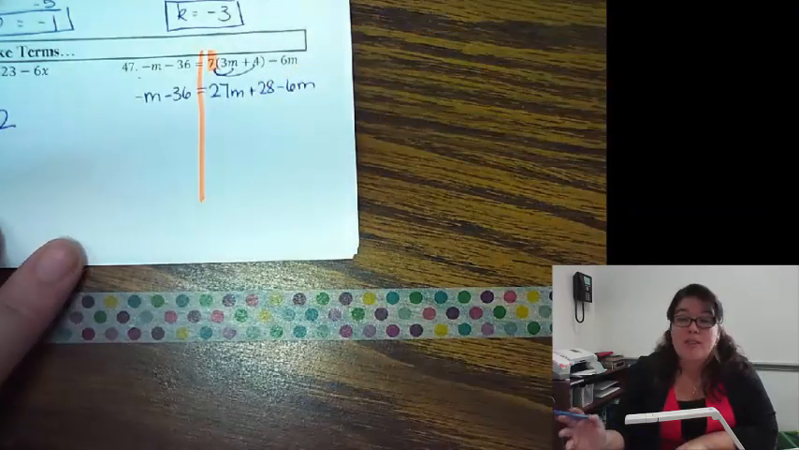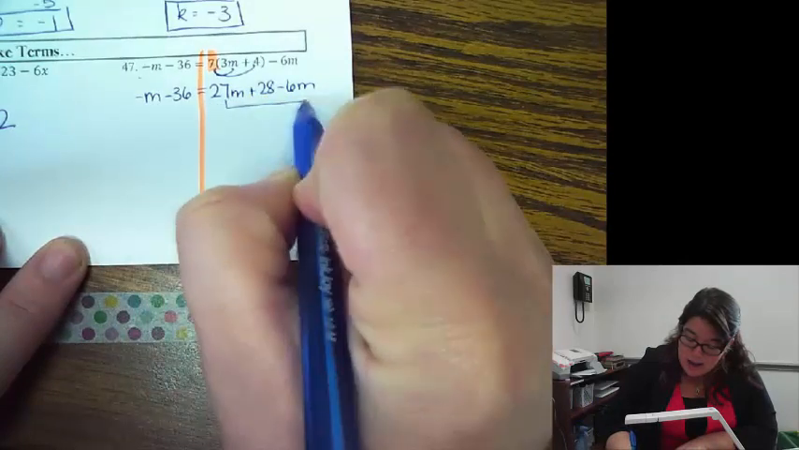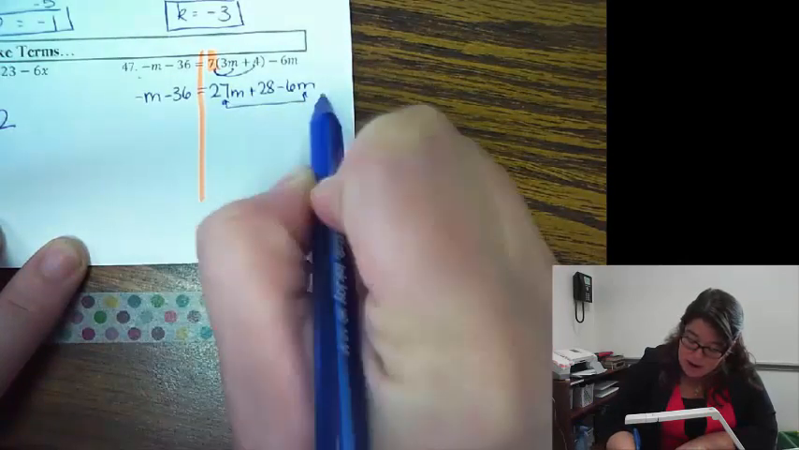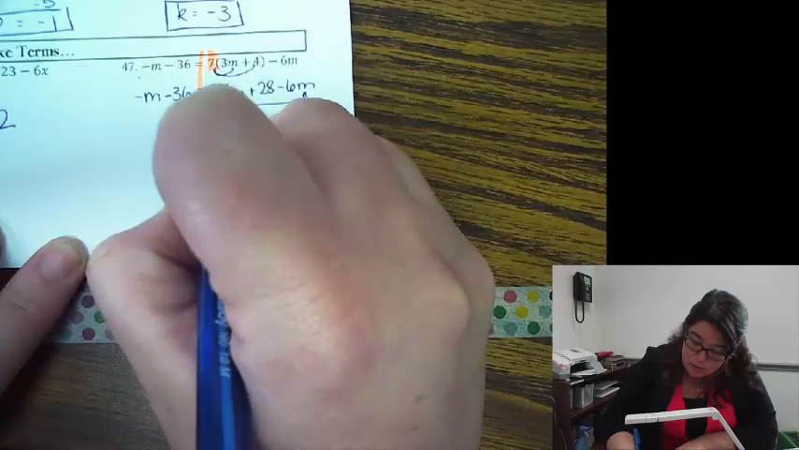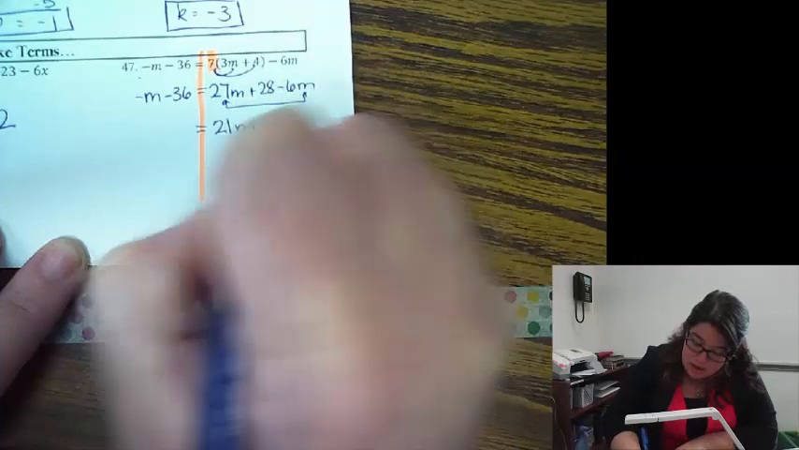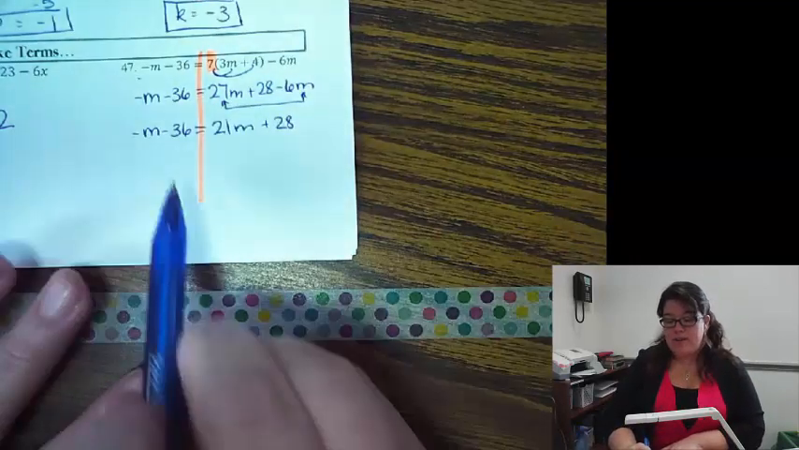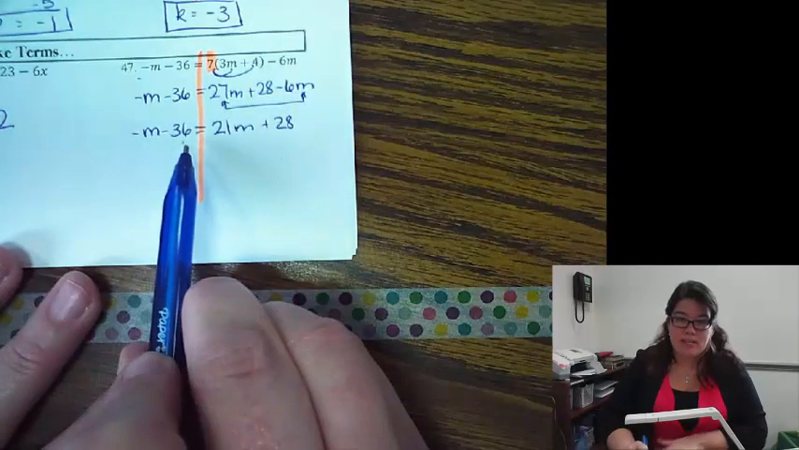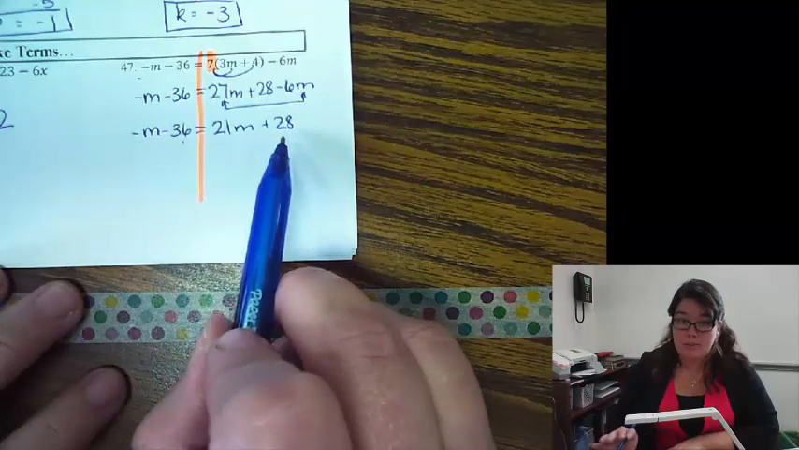Check for distribution, then you can combine like terms on the same side. Here are my like terms. I'm going to combine them. So positive 27 and negative 6 gives me a positive 21m plus 28, negative m minus 36. Okay, so now this side is simplified. No like terms, no parentheses, I'm done. This side is simplified. No parentheses, no like terms, I'm done.